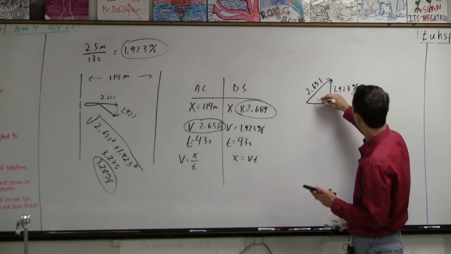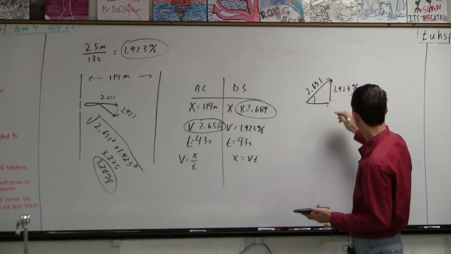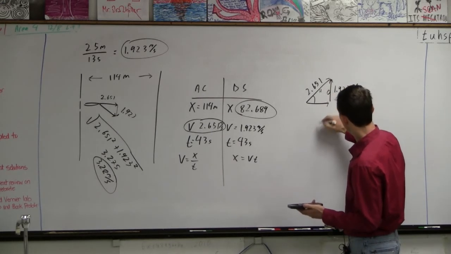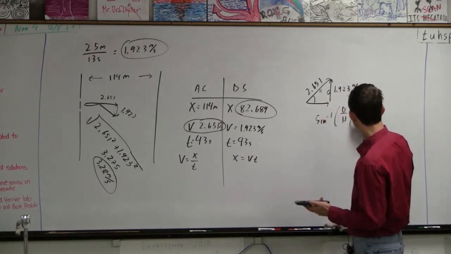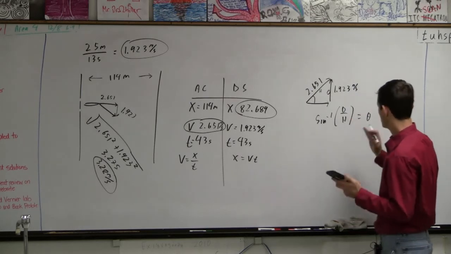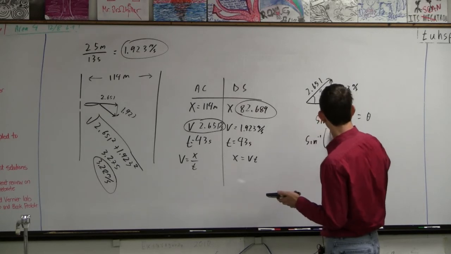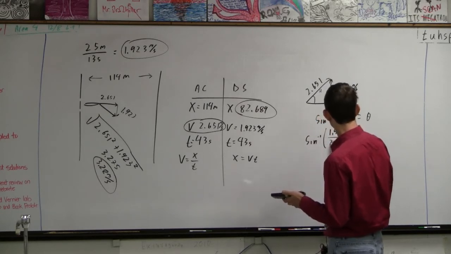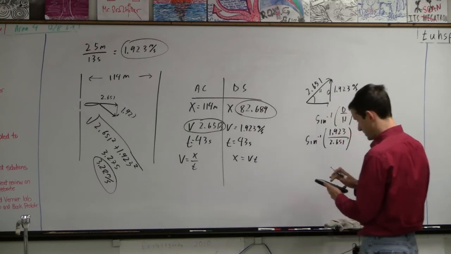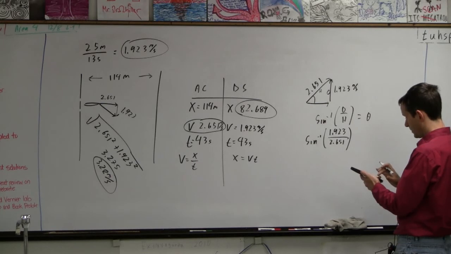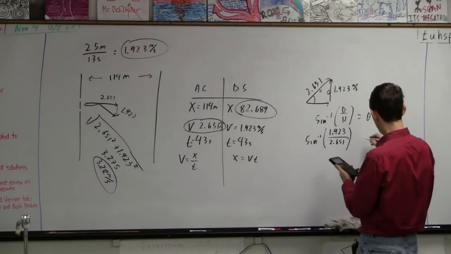Now, to find this angle without finding anything else, since this is the opposite side and that's the hypotenuse, I'm going to use the arc sine. So sine inverse of opposite over hypotenuse is the angle. This is a trigonometry thing. So the inverse sine of 1.923 divided by 2.651 is 46.5 degrees.